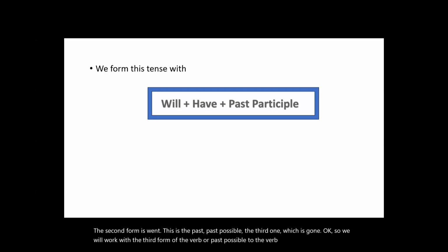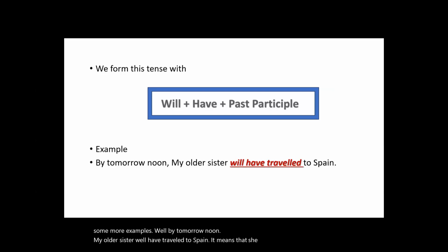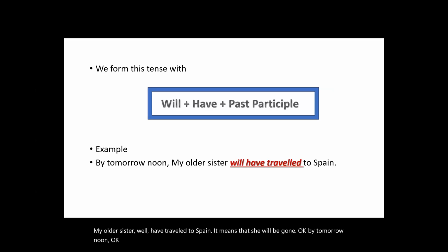Let's have a look at some more examples. Well, by tomorrow noon, my older sister will have traveled to Spain. It means that she will be gone. Okay, by tomorrow noon. So here I have timing in the future, tomorrow noon. By that time, my sister will already be there. So it means my older sister will have traveled to Spain.